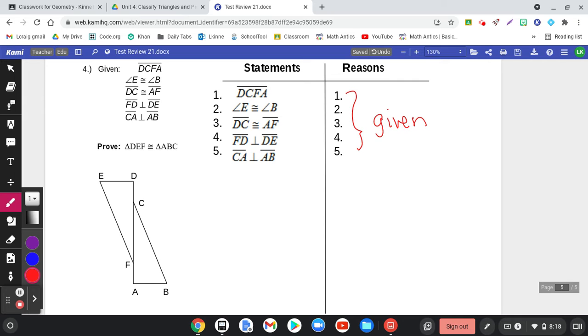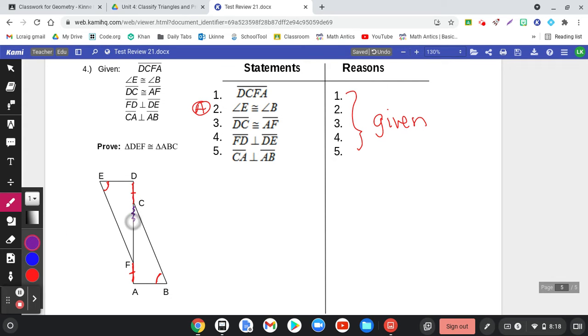All right, so angle E is congruent to angle B. Nice, so we have an angle already. DC is congruent to AF. Now, if you notice, that's just part of a side. But notice, you're trying to prove that these two triangles are congruent. In order to use this side, you have to have the whole side, but look at the relationship there. They both share this CF or FC segment.